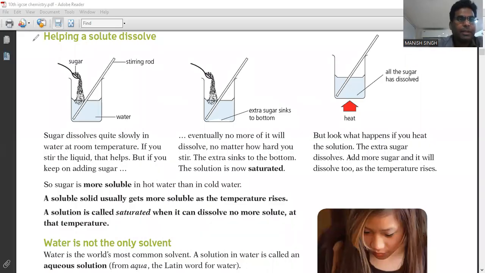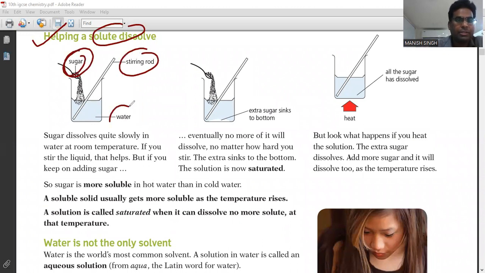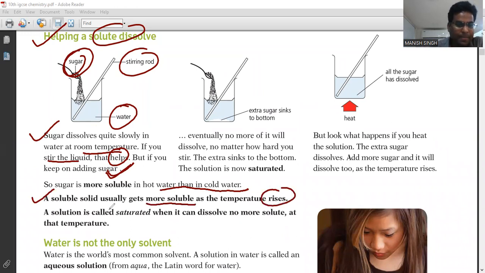And look at the next point, helping a solute dissolve. This is your sugar, this is your stirring rod, and this is your water, right? So sugar dissolves quite slowly in water at room temperature. If you stir the liquid, that helps. Sugar is more soluble in hot water than in cold, right? So soluble solids usually get more soluble as the temperature rises. A solution is called saturated when it dissolves no more solute at that temperature.